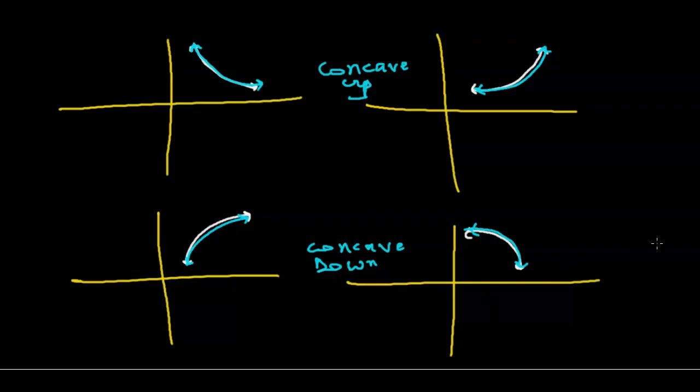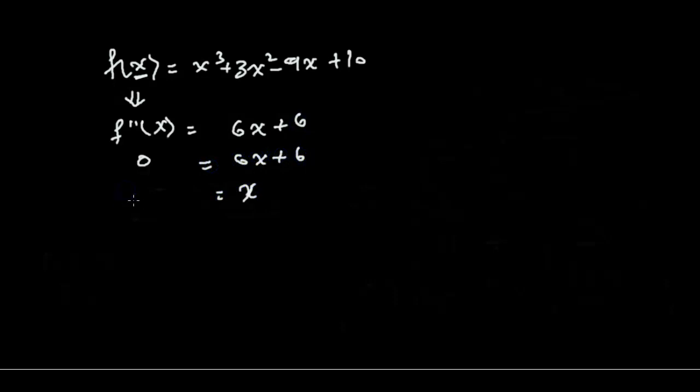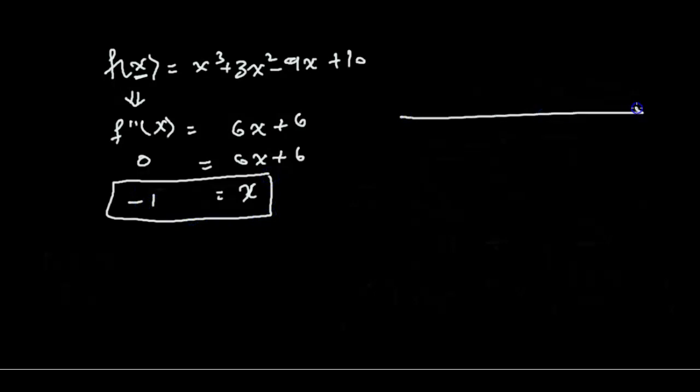To complete the concavity test, we need the second derivative of the given function. That would be, in this case, 6x plus 6. Then we put the second derivative equal to 0 and solve for x. That would give us negative 1 here. We use this x equal to negative 1 to find the intervals and make the interval table.